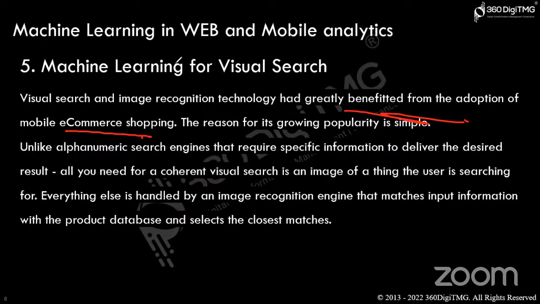wherever, on any sites, that could be Amazon, Flipkart, Myntra. There are so many sites. Wherever that particular product is available, it will pop up. Like, yeah, we have similar searches. Would you like to buy this particular product? Something like that. Using this technology, there are so many companies that have benefited a lot from the adoption of mobile e-commerce, especially mobile e-commerce companies like Flipkart and Amazon and Myntra. There are so many, Meesho, something like that.